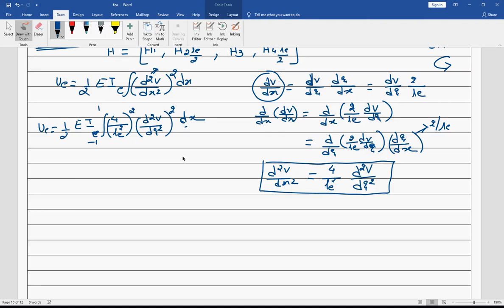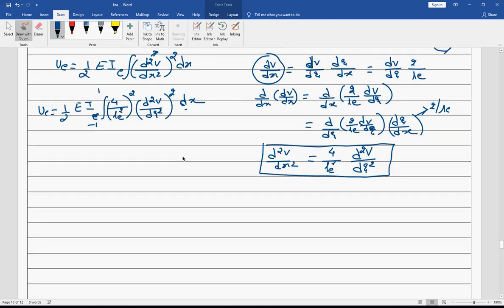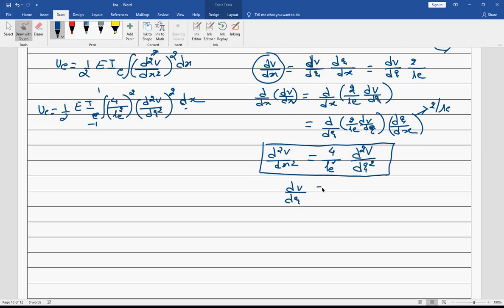Okay, now I could see dv by d xi is equal to, because v is h into q, so this gives me dh by d xi into q. And of course I want a second order derivative, so that will be d2h by d xi square into q.